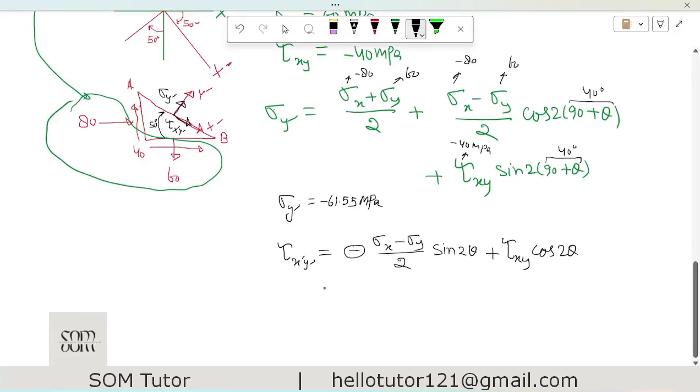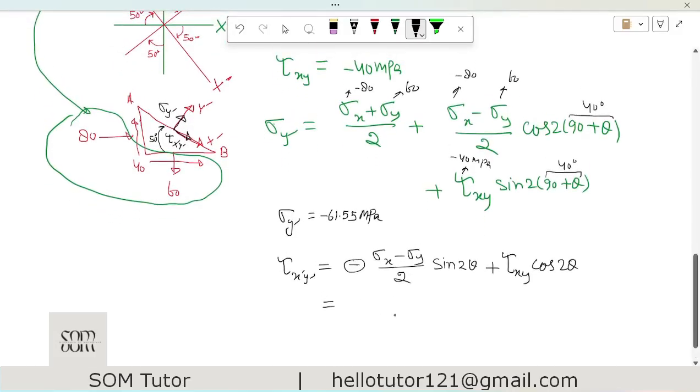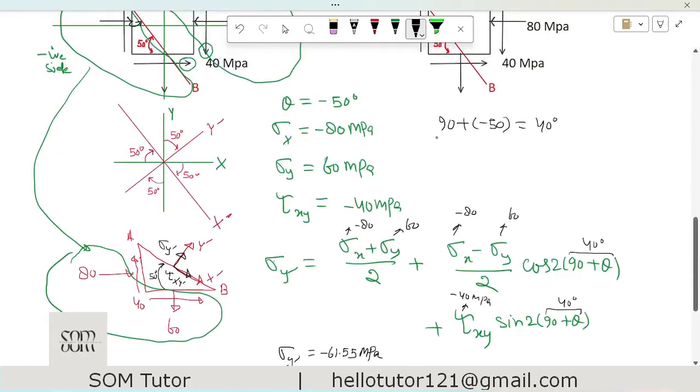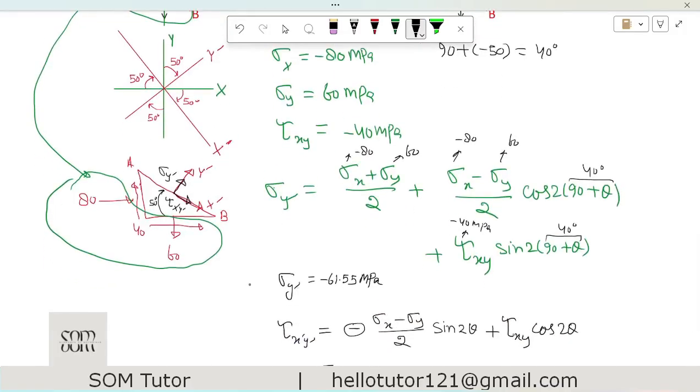Okay, so let us put the values. Now we already know the values. Sigma x we got as minus 80, and sigma y is 60, tau xy is minus 40. And theta we have is negative 50, right? Theta here is negative 50. Okay, so let's put the values.